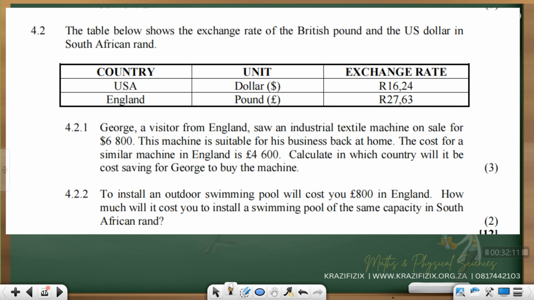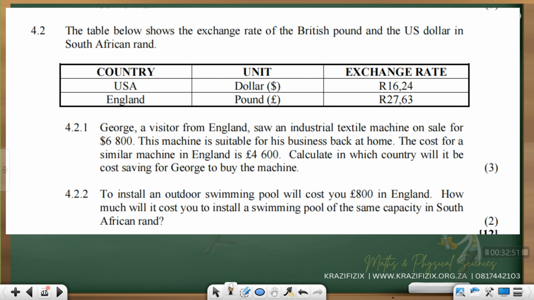So I did that thing we did in the previous activity where we take the 16, put it over 1, then 1 over 16, pound, 1 over 27.60. Then I worked out the pound to dollar. Oh no, my laptop is bad. I worked the pound to dollar, which is 16.24 over 27.63, which gives us 0.588. Then I worked out for pound, which will give you 1.68 pounds.